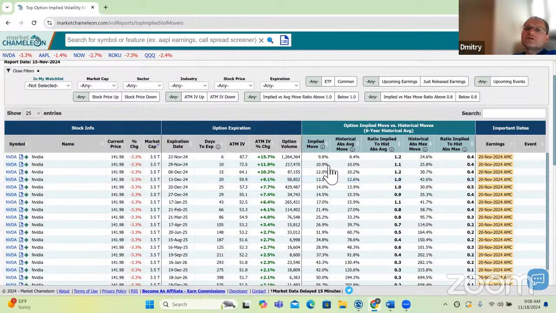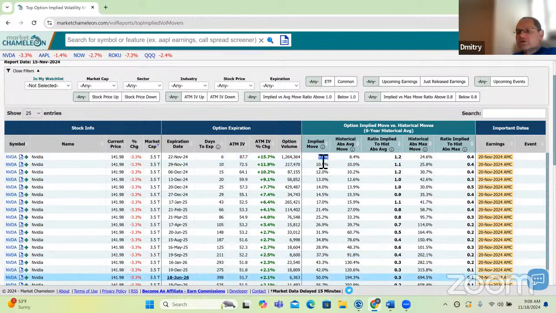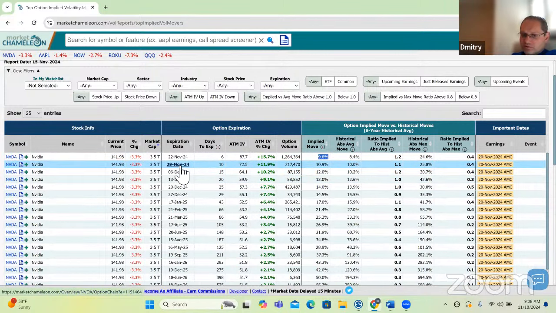So then we're going over here and saying, well, this translates to a 9.8% move up or down between now and expiration. And it has 6 days to go. Okay, so now we have two numbers. We have this 87.7, and we have what the straddle value in percentage terms is valued, right? So 9.8%. You could see here, you have in NVIDIA, November 29th, you have an at the money vol 72.5.